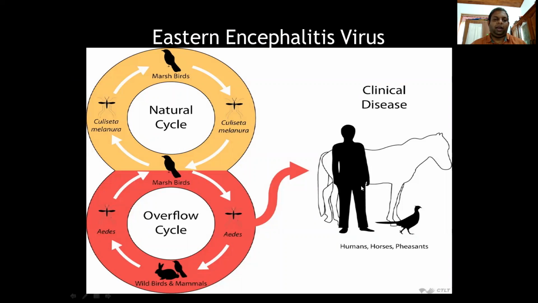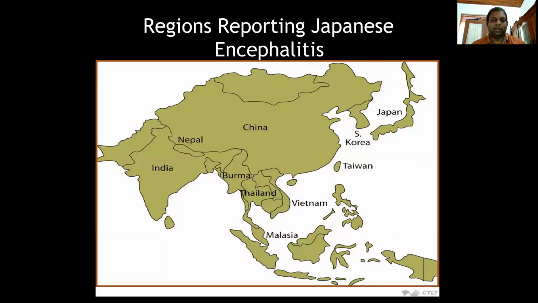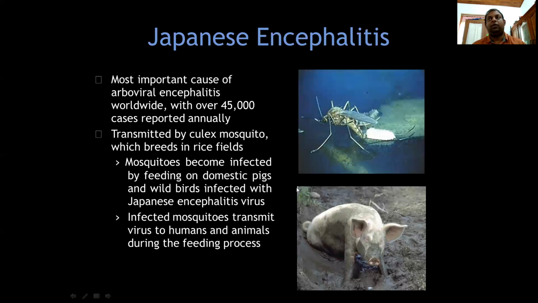A bit of other viruses, Eastern equine encephalitis virus, it's a zoonosis, that's what it is. So equine viral encephalitis. Japan, it's high. History of JE, just to get an idea, it was recognized in Japan, that's why Japanese encephalitis. So it's prevalent in South Asia, including East Asia, including Sri Lanka. That's why we are offering the vaccine at 1 year.